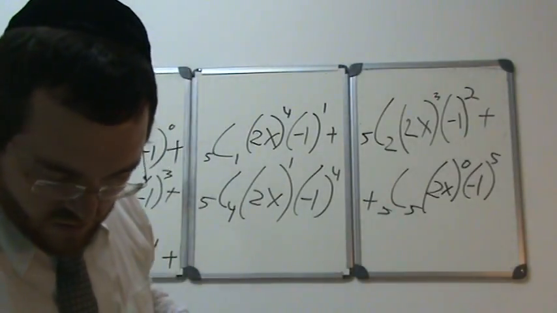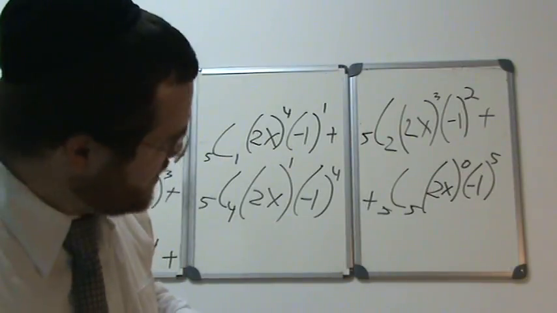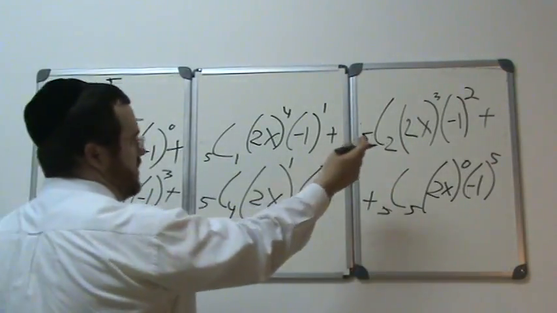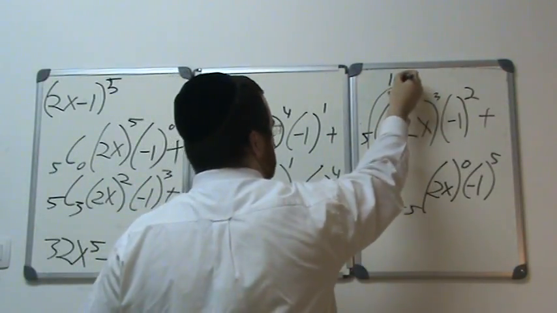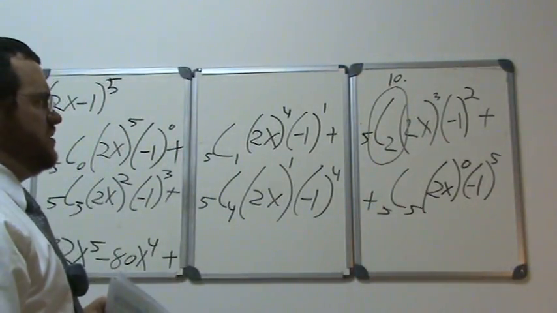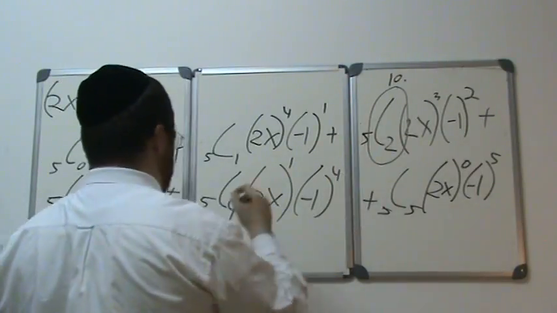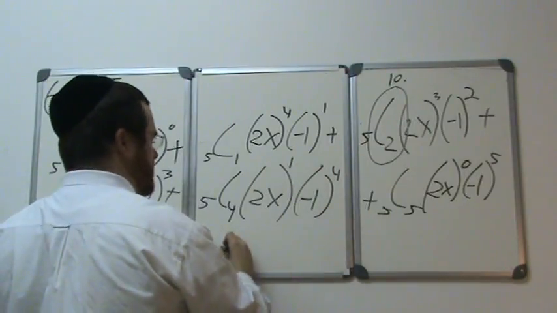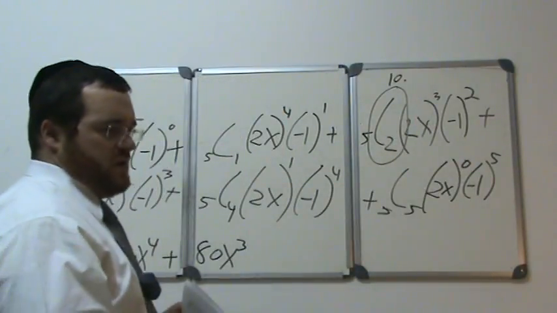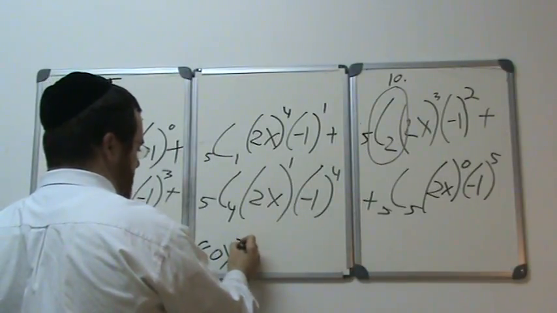5 combination 2: hit math, go back, go down to 3, enter. Combination 2 is equal to 10. So it's 10 times 2 to the third power, which is 2 times 2 is 4, times 2 is 8. So 8 times 10 is 80x to the third power, and it's times negative 1 squared. So negative 1 times negative 1 is just 1. So 1 times 80x cubed is just 80x cubed.